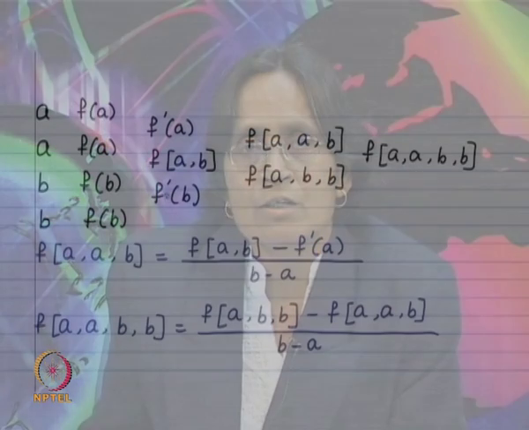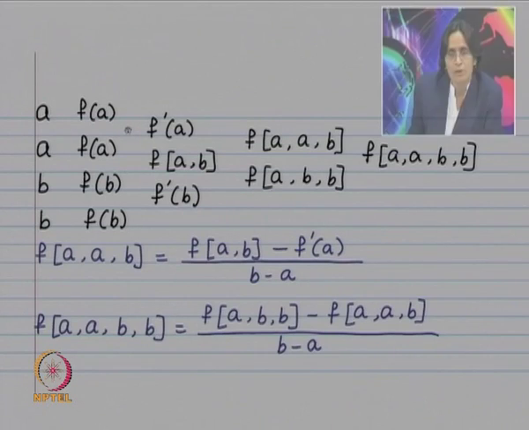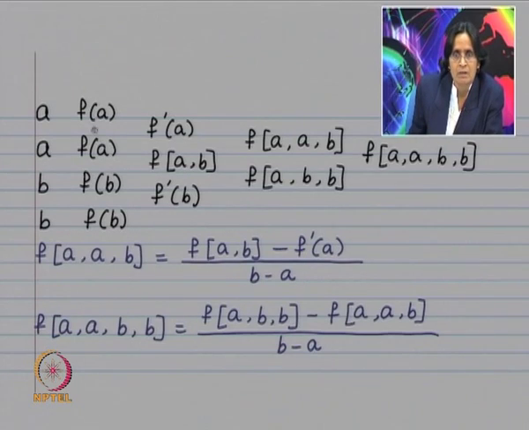So, let me just recall that if I want to calculate the cubic Hermite interpolating polynomial, I need to prepare such a divided difference table. Here A is repeated, so this entry is f'(A). B is repeated, so this entry is f'(B), and f[A,A,B] is the usual recurrence formula.